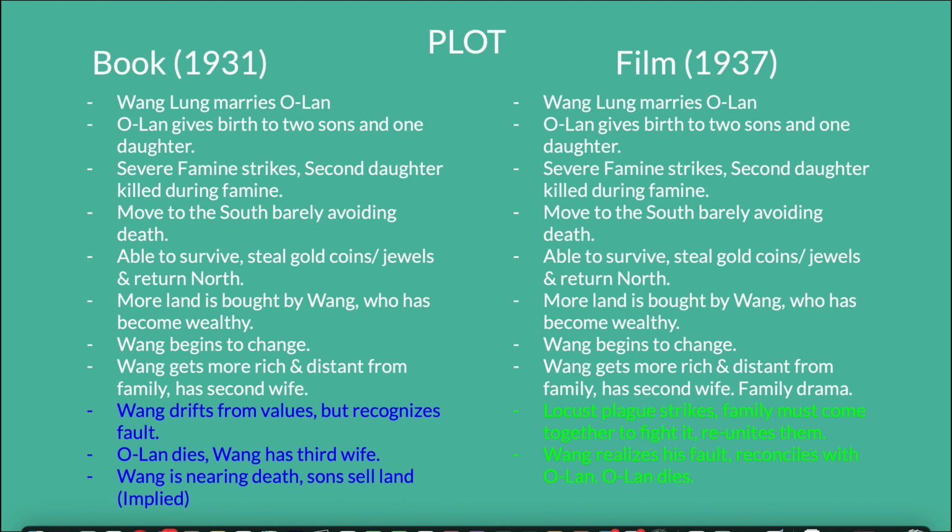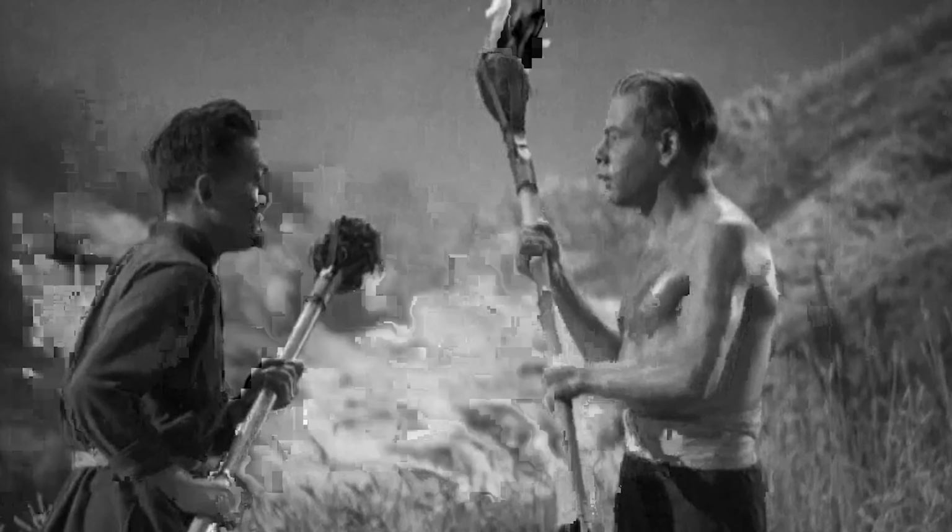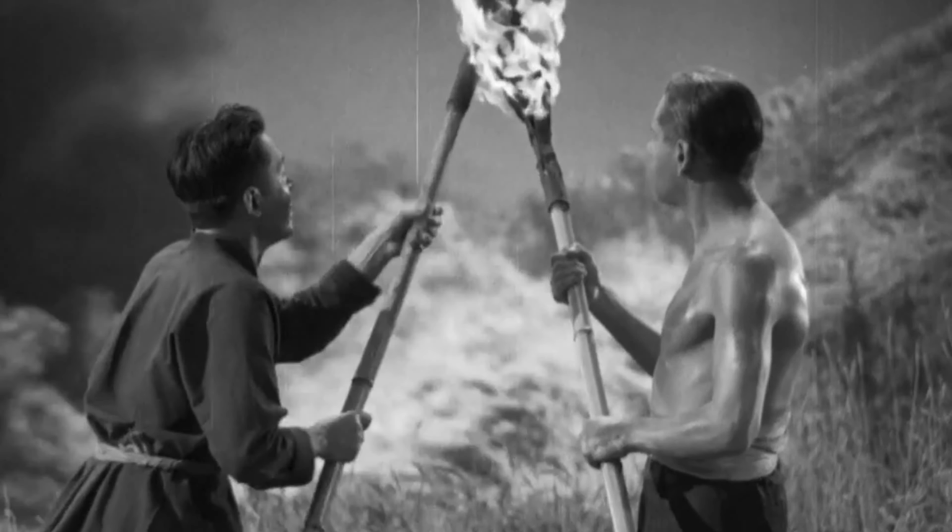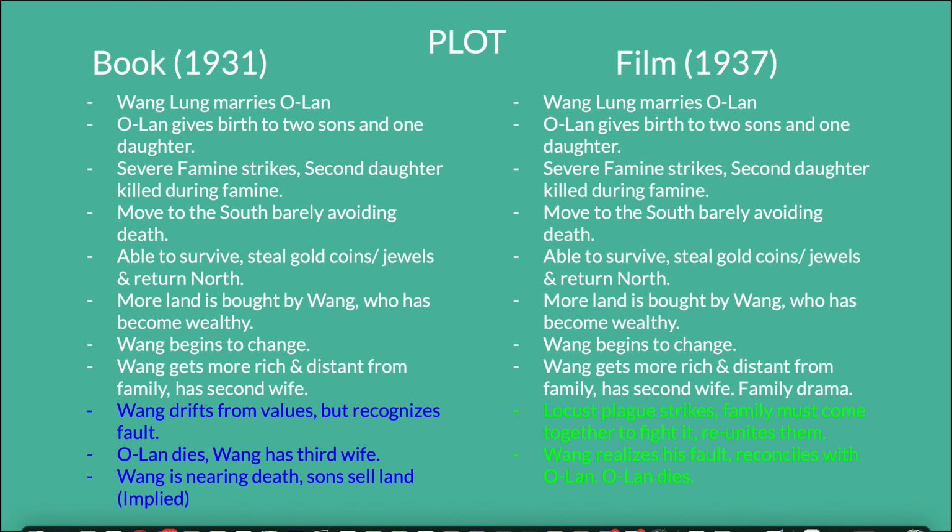In the film, a locust plague strikes. The family must come together to kind of fight against the locusts, and it reunites them after some different types of family drama had occurred previously in the film. Wang Lung realizes his fault, reconciles with Olan just before Olan dies, and that's the end for the film.